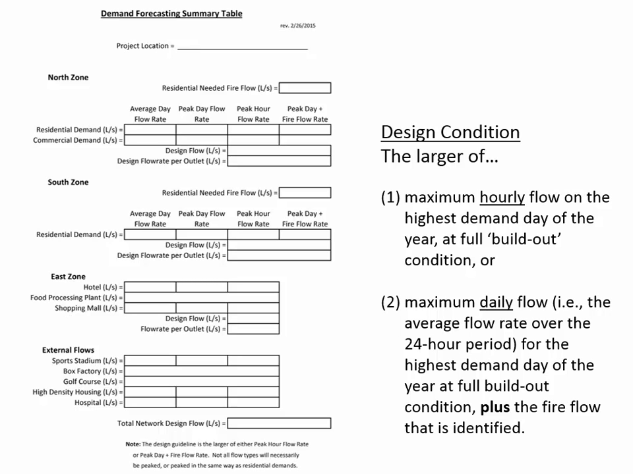Okay? I think the most common mistake that I see is students will fill in the blank here. This is intentionally, this cell isn't filled in because there isn't a commercial demand plus fire flow. It's just the peak hour for the commercial demand plus the larger of those two cells is what you put in the design flow. All right.